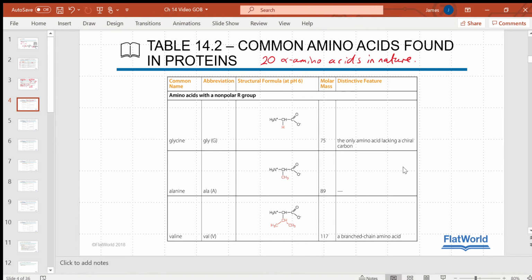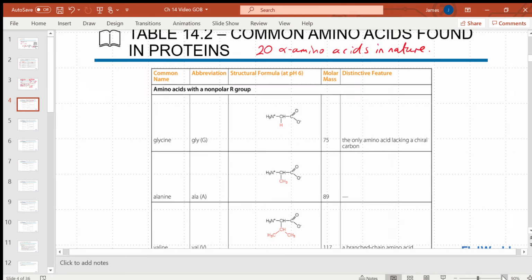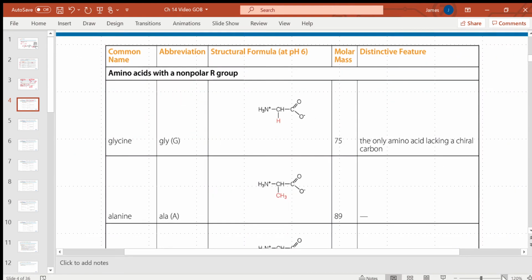I'll try and make this a bit larger. Let's go through them. Okay, so glycine. Glycine is the first one here, and what I want you to know is that glycine is hydrophobic. So what do we mean hydrophobic?